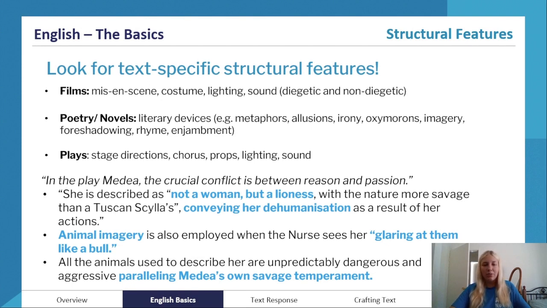So having a look at an example, we're looking at a play. So the play Medea, and the prompt says that the crucial conflict is between reason and passion. So looking at an example that aims to include some structural features and use the appropriate meta language, she's described as not a woman but a lioness, with the nature more savage than a Tuscan Scylla's, conveying her dehumanization as a result of her actions. So it's just using the meta language that it conveys her dehumanization. We see another one. Animal imagery is also employed when the nurse sees her glaring at them like a bull.